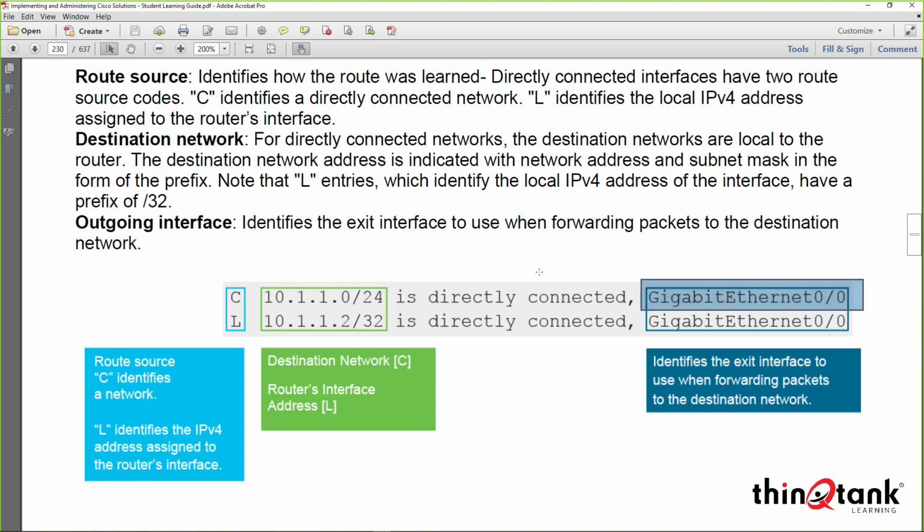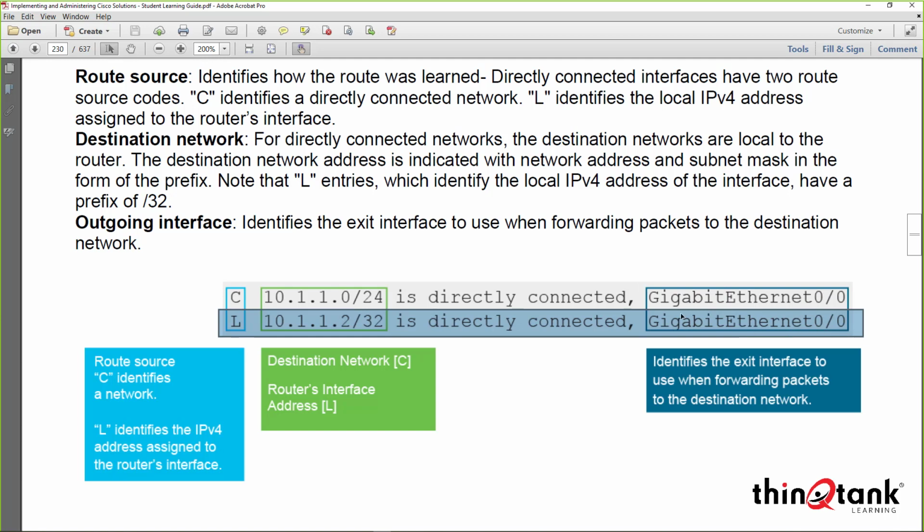Now, what Cisco does now is they also add something called the local route. The local route represents the address on the interface. You will never see a local route without a connected route. Local routes are directly associated to connected routes. We don't use local routes for routing, but the local route is there to identify the address of the interface, to basically identify how the router is participating in the subnet.